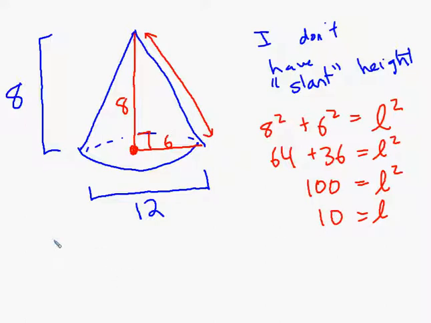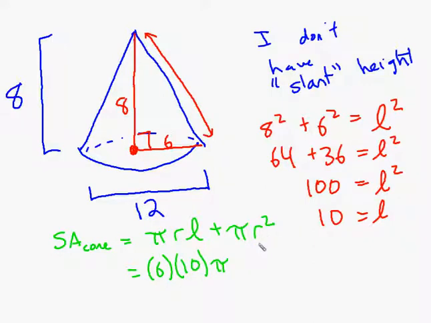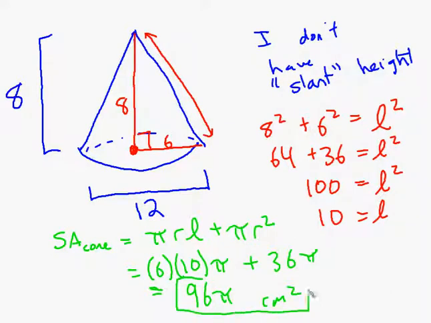All right, so now I'm ready to use my surface area formula. So I write it down. Surface area of a cone is pi r L plus pi r squared. R is 6, L is 10. R is 6, so I'm going to have 36 pi right there. So I get 60 plus 36, which is 96. 96 pi centimeters squared. Now that's the exact answer. If I wanted an estimate, I would put in 3.14 for pi. Any questions on how to find the surface area of a cone?